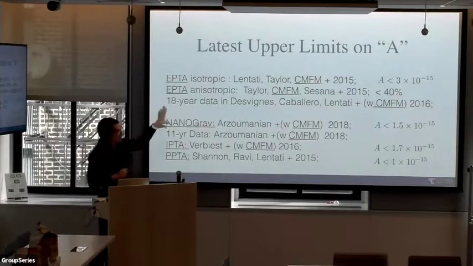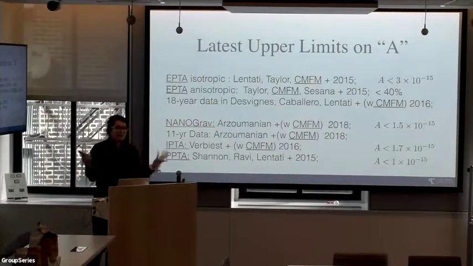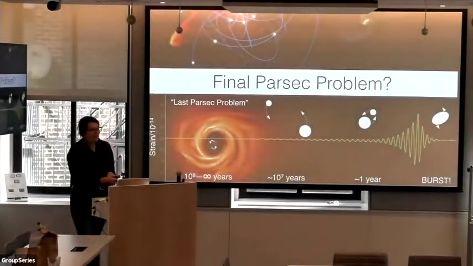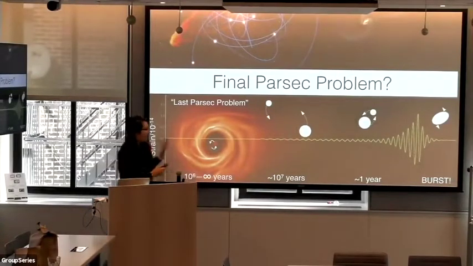For example, models that tell us that black hole masses are very massive. Because of the strong dependence of the characteristic strain on the black hole mass, if your masses are too large, your signal gets too big, so you can start to constrain these underlying scaling relations and look at the final parsec problem.